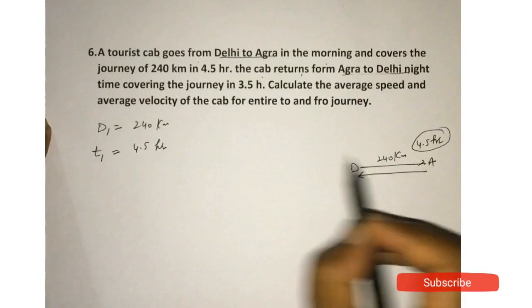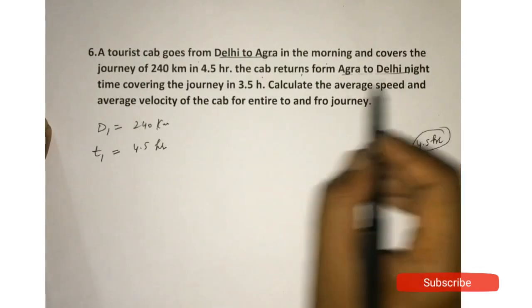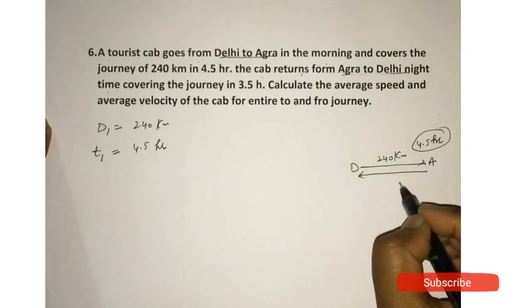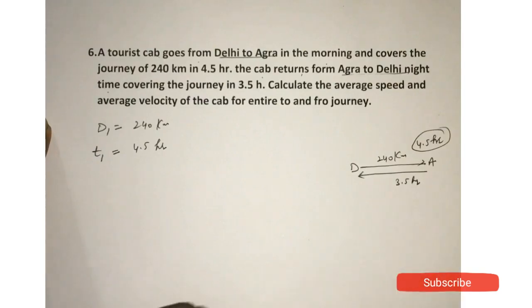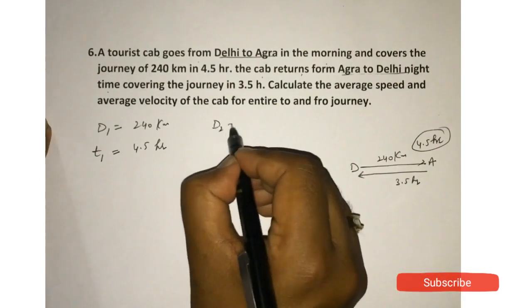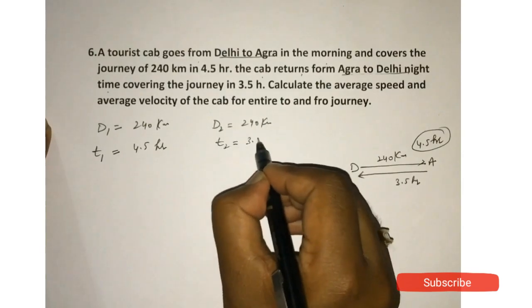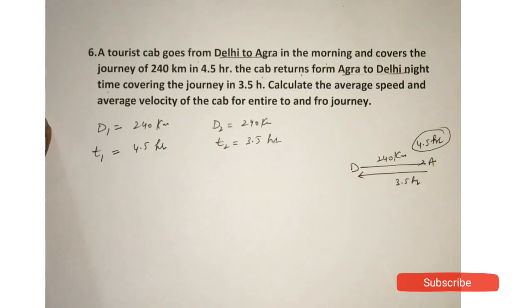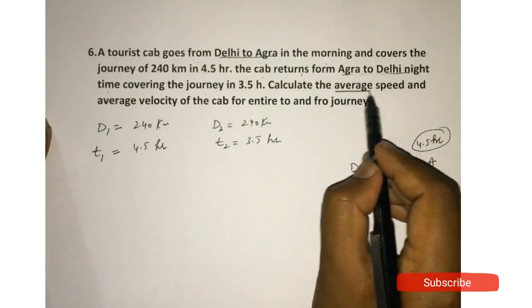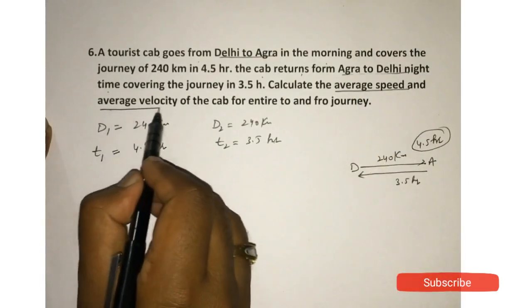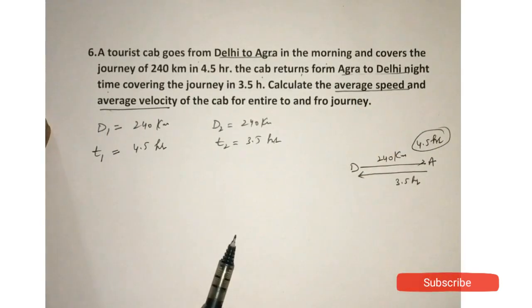The time covering the return journey is 3.5 hours. Fine. So the second distance is again 240 kilometers, but time becomes 3.5 hours. Now the question is, calculate the average speed and average velocity of the entire journey.